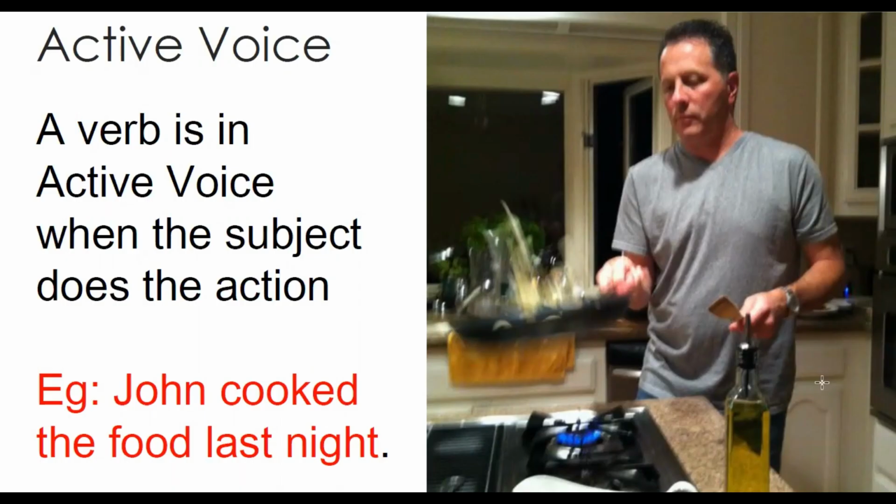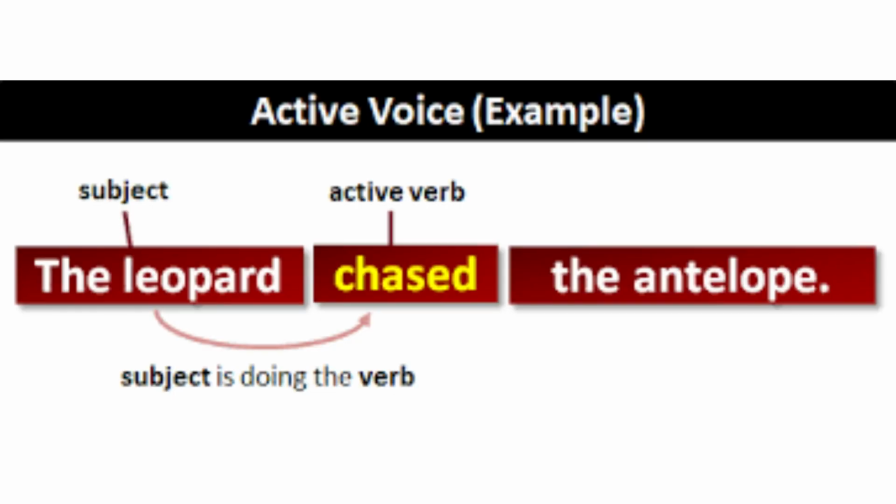Let's begin. What is active voice? Active voice is a verb where the subject does the action. When the subject of the sentence does the action, the verb is in active voice. So, example, John cooked the food last night. John is the subject of the sentence and he cooked the food last night. So, he's doing an action. What is the action? He cooked the food. So, such a sentence is believed to be in active voice.